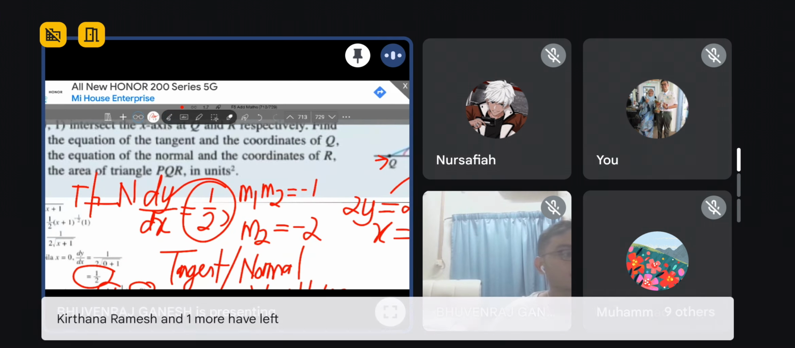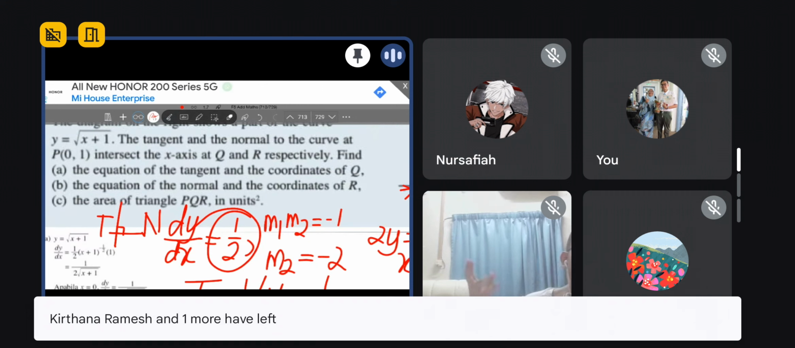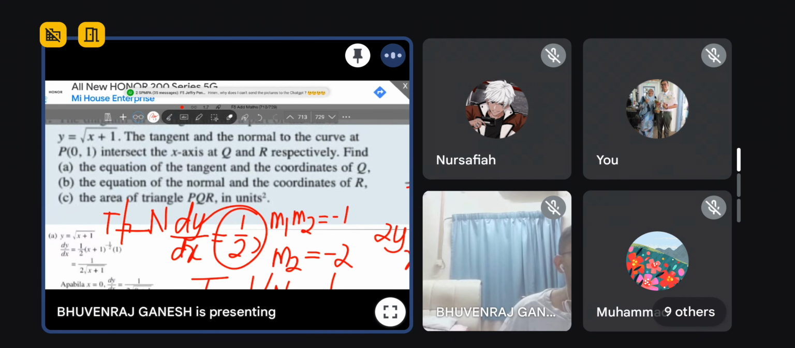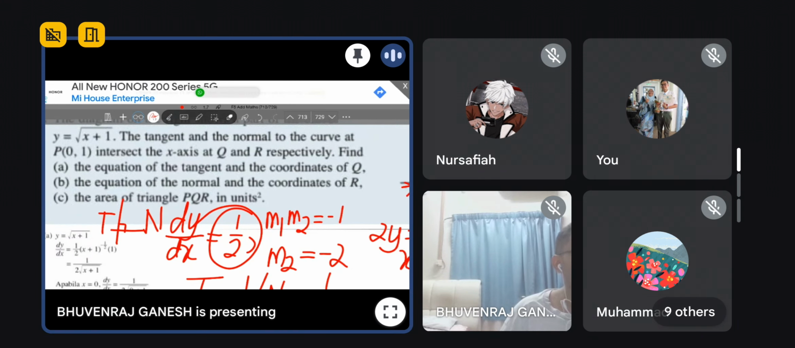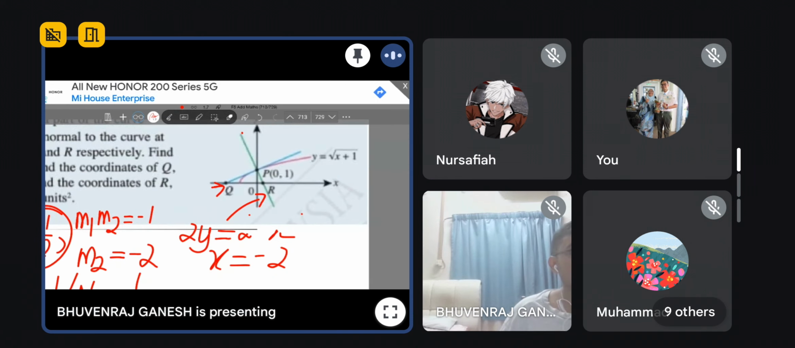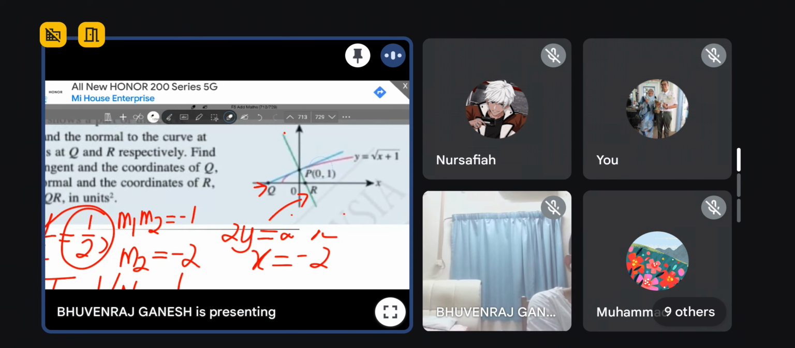So next one, part C. Okay, part C sedikit berbeza, a bit different. They ask you the area of triangle. Mereka nak cari luas segitiga PQR. Okay, guys. So how should I do this? What method must I use? Kamu pernah belajar yang ni, tapi bukan dalam bab ni. Not in this chapter.